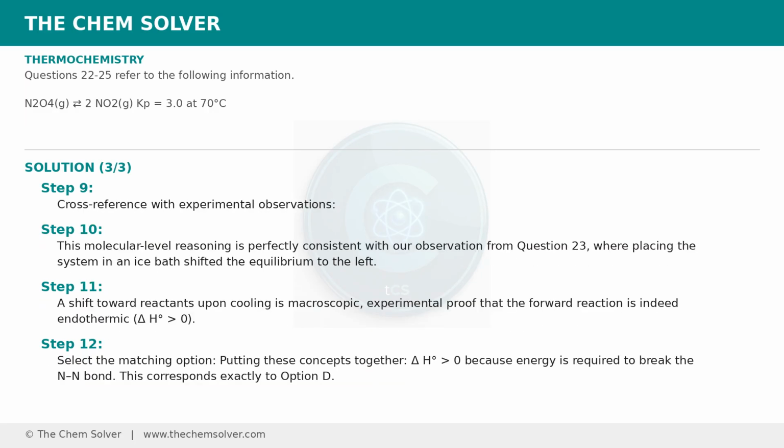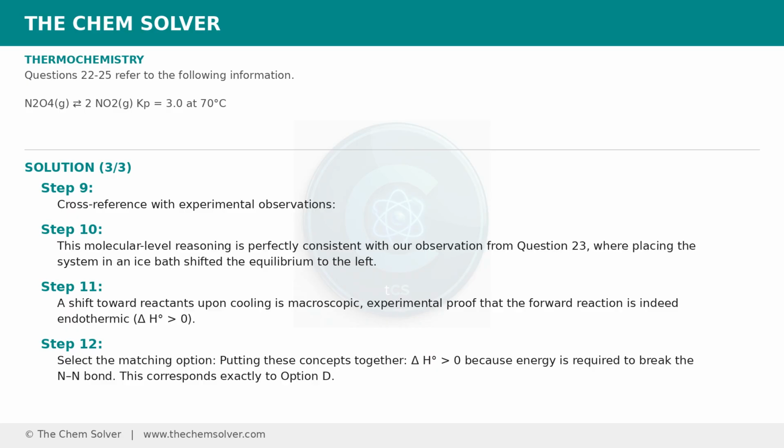Cross-reference with experimental observations. This molecular-level reasoning is perfectly consistent with our observation from question 23, where placing the system in an ice bath shifted the equilibrium to the left. A shift toward reactants upon cooling is macroscopic, experimental proof that the forward reaction is indeed endothermic, delta H degrees greater than 0. Select the matching option.